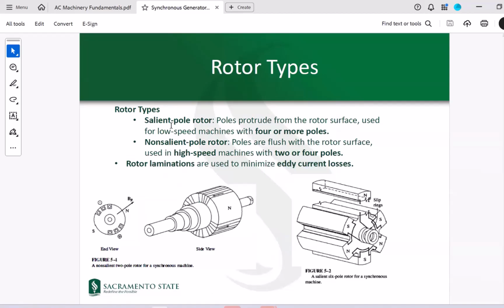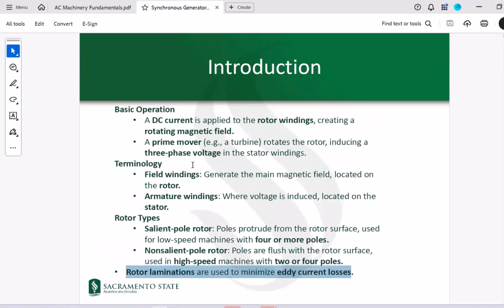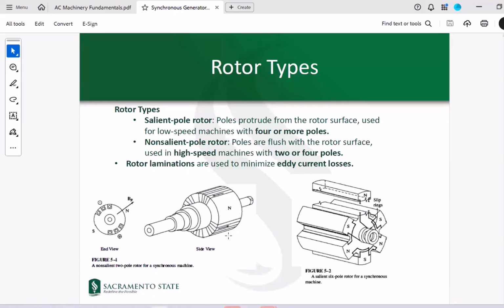Again, about the rotor types, that's the same thing. I'm just showing some pictures in here. This is associated with a round rotor or non-salient, side view, end view, and here we have a salient pole, which, as you can see, the poles are coming out and providing a non-uniform air gap between the rotor and the stator.